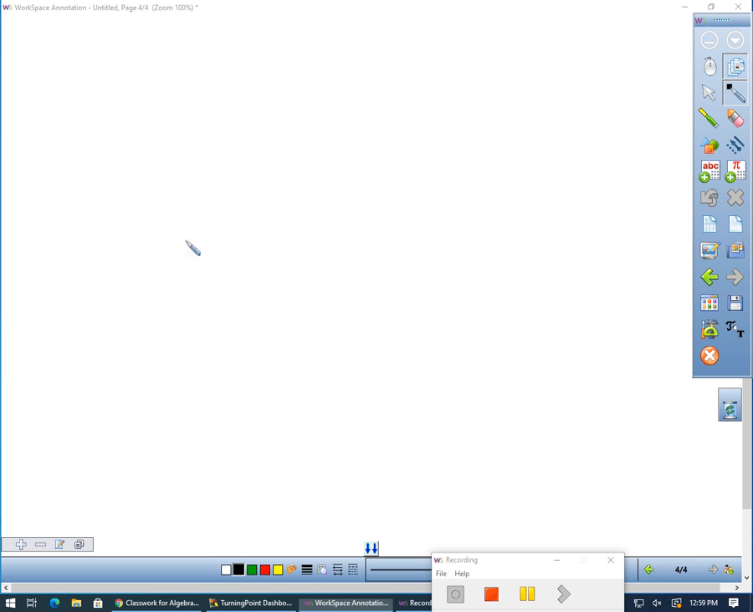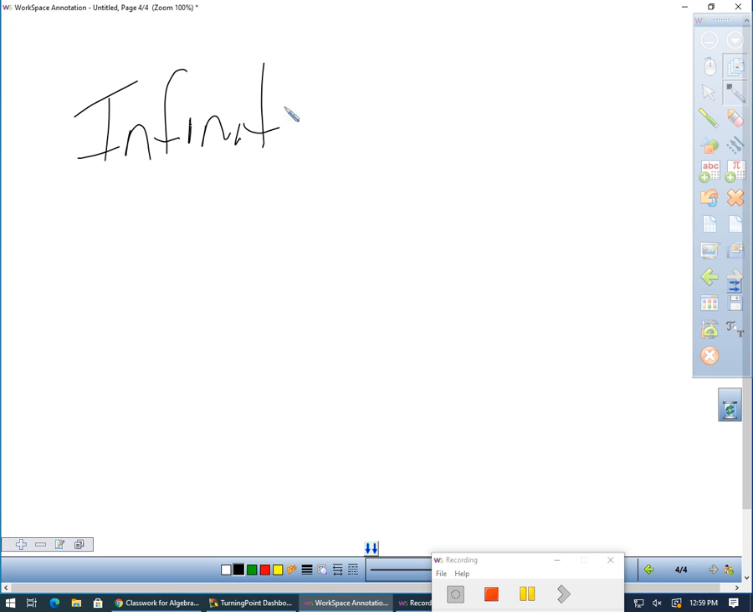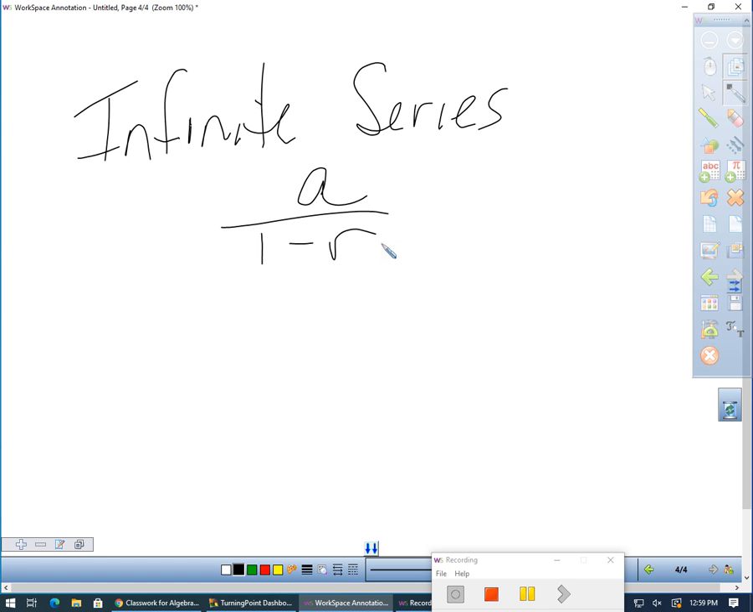If it is an infinite series, we're going to use this formula: a over 1 minus r. That's it. So for example, example number 7, I think, would be what you're doing for 25 through 30. If it's diverging, we've got to use this equation.